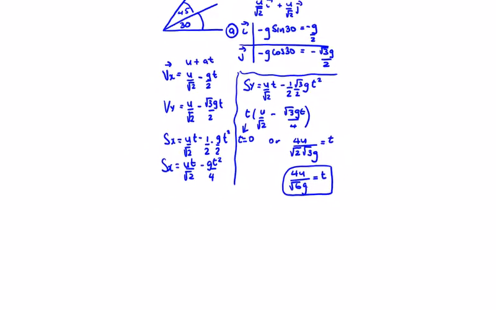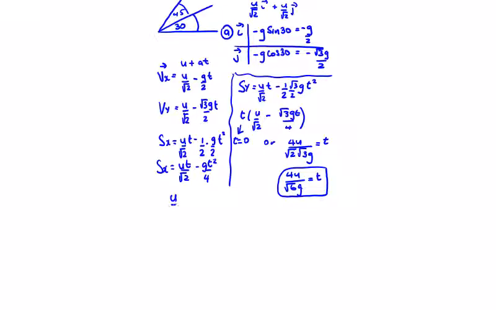We have s of x written down, so we're going to get u over root 2 times t, 4u over root 6 g, minus g over 4 times t squared, which is going to be 16u squared over 6g squared. Simplifying this, we're going to get 4u squared over root 12 g. We can simplify this in a minute. Root 12 g minus 16u squared. We get rid of the g over 24 g.